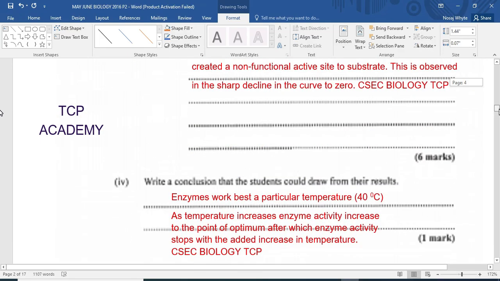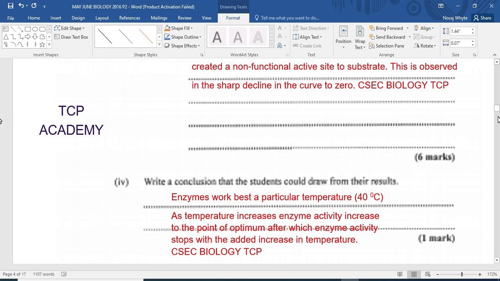So what did we write for this? We had something a little long. One of the things we observed from the experiment is that the enzyme works best at a particular temperature. We also observed that as the temperature increased, enzyme activity increased to a point of optimum, after which the enzyme activity stopped with the added increase in temperature.